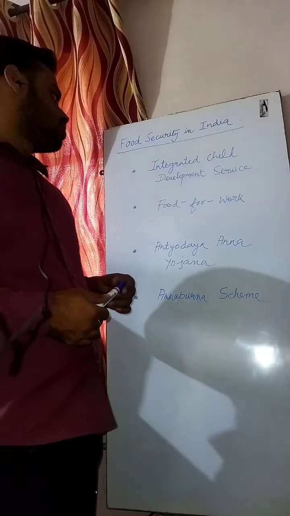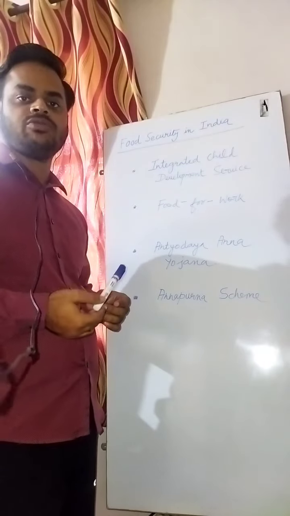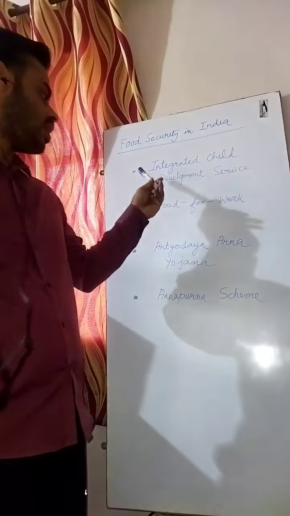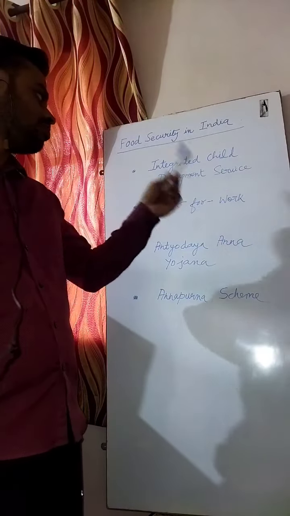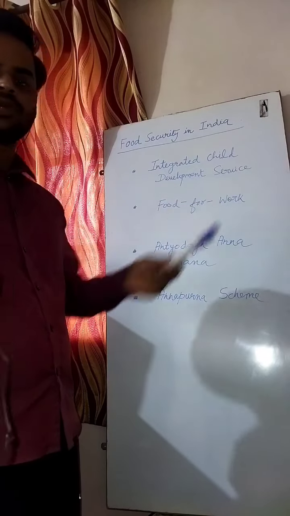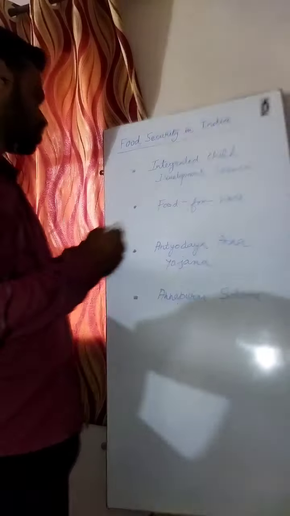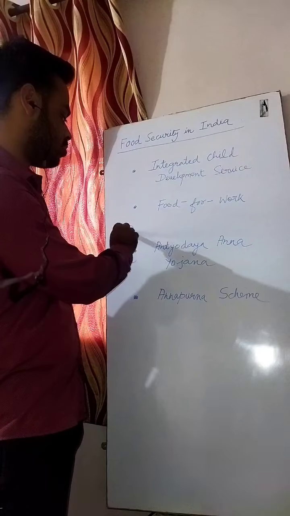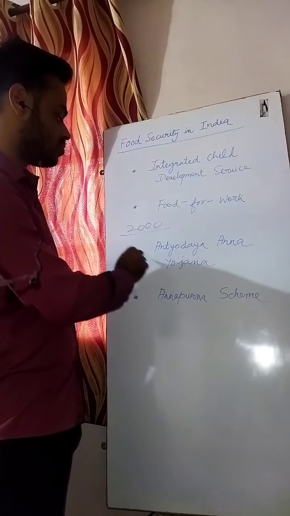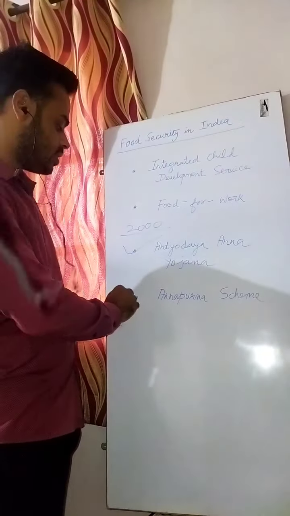The other steps taken by the government of India for ensuring food security for the people of India are as follows. The first is the Integrated Child Development Service, and the second is the Food for Work scheme. The third, and very important, are two schemes that were implemented in the year 2000: the first is the Antyodaya Anna Yojana, and the second is the Annapurna scheme.